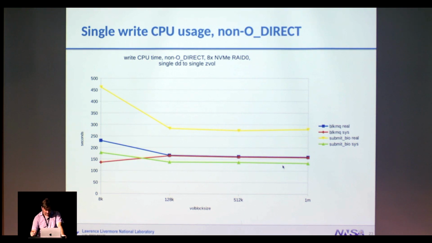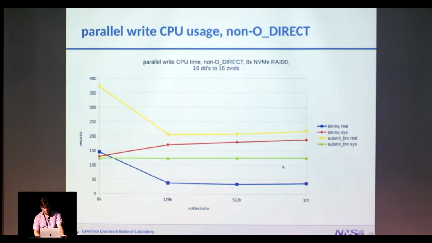And like before, you can see the yellow line is the old submit BIO interface with, this is a single write. So it takes a lot longer to complete, and block multiqueue is a lot quicker. But you can also see the red line is the block multiqueue system time. And you can see that the block multiqueue system time is higher than the submit BIO system time. So it's using your cores more efficiently.